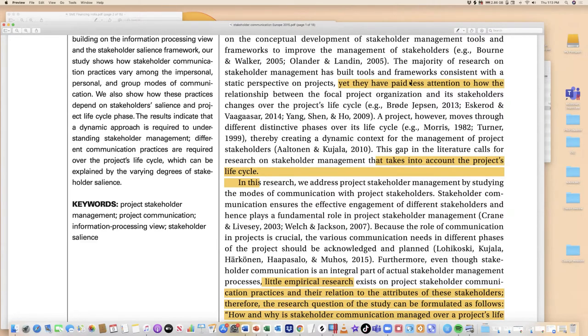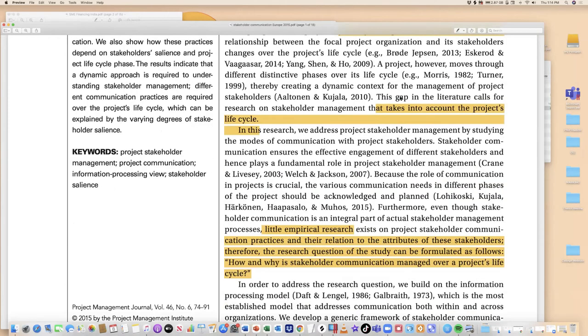Stakeholder communication ensures the effective engagement of different stakeholders and hence plays a fundamental role in project stakeholder management. Because the role of communication in projects is crucial, the various communication needs in different phases of a project should be acknowledged and planned. That means that because projects are dynamic, and they have different phases, communication needs for different stakeholders at the different phases may differ. Furthermore, even though stakeholder communication is an integral part of the stakeholder management process, little empirical research exists on project stakeholder communication practices and their relationship with the attributes of these stakeholders. Therefore, the research question of the study can be formulated as: how and why is stakeholder communication managed over a project life cycle?